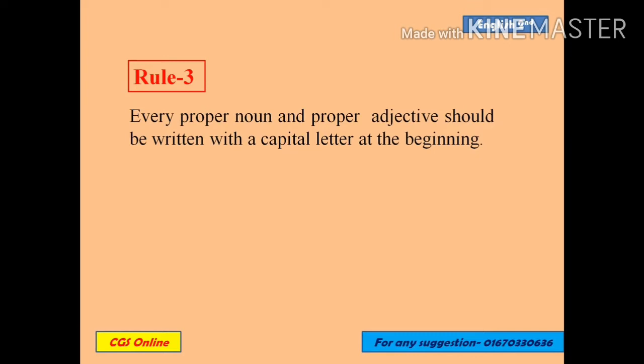So, proper nouns, or proper noun phrases, may come at the beginning of the sentence, in the middle of the sentence, or at the end. Wherever they come, it doesn't matter. They will have to be written by starting with a capital letter. So remember, every proper noun and proper adjective should be written with a capital letter at the beginning.